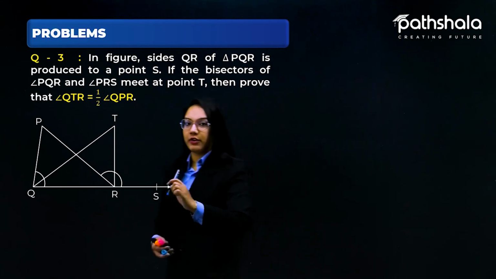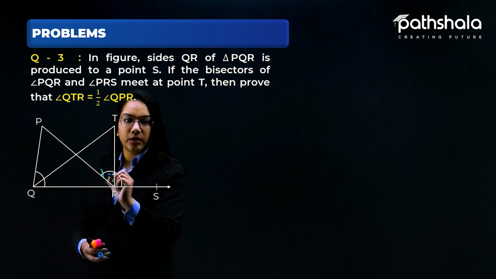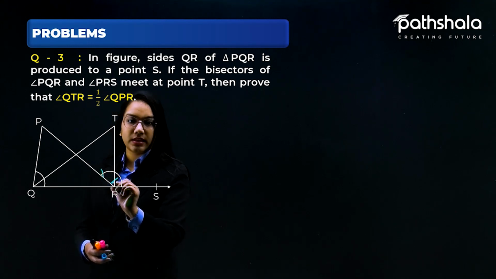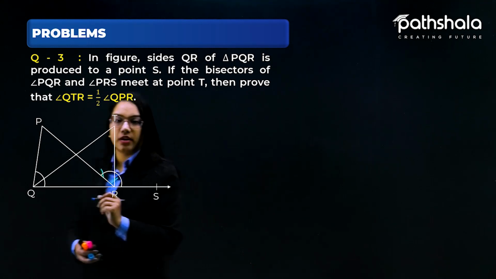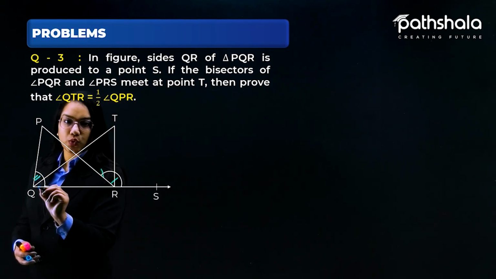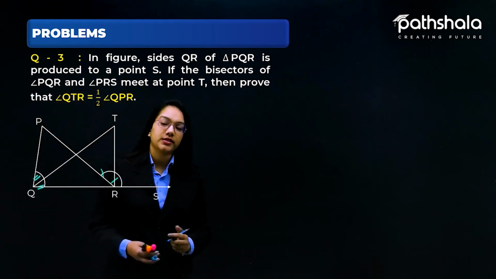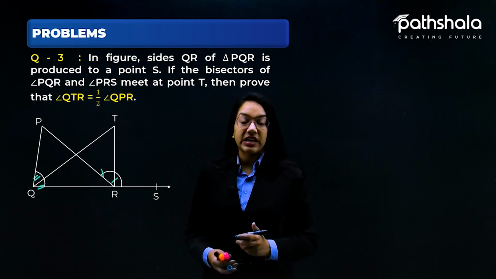First of all, it is given to us that this particular angle is bisected, meaning this and this angle are equal to each other. Furthermore, this one is also bisected, so this portion is equal to this portion, or this angle is equal to this angle. So let's start with the proof.